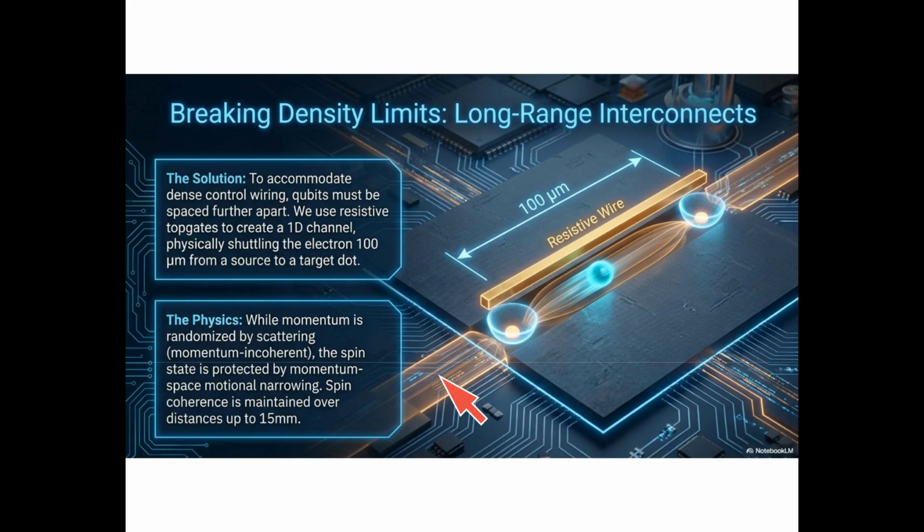The result: spin coherence is maintained over distances up to 15 millimeters, a macroscopic scale that far exceeds any chip-level requirement. Shuttling decouples qubit density from wiring density, and that changes everything.